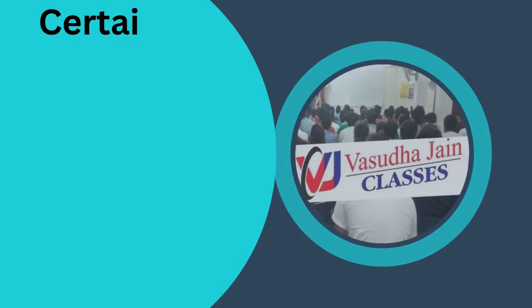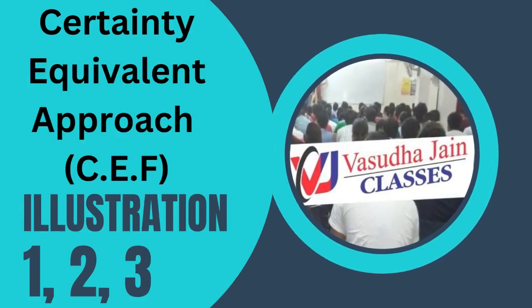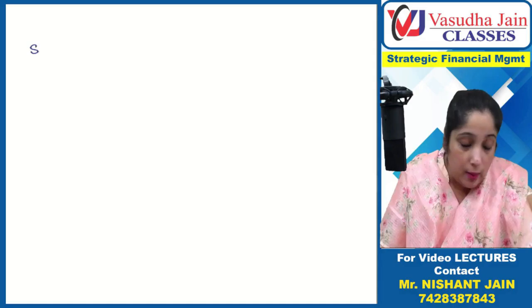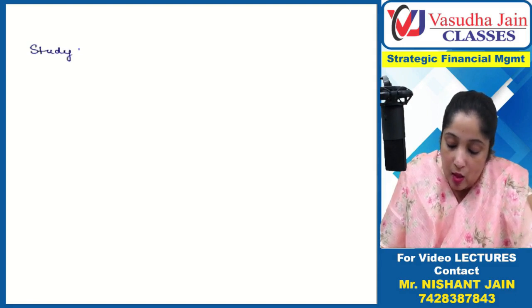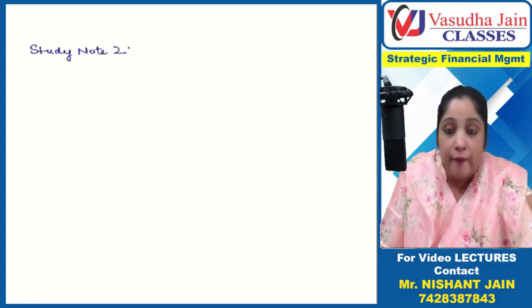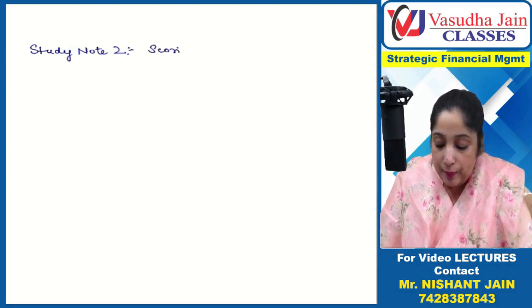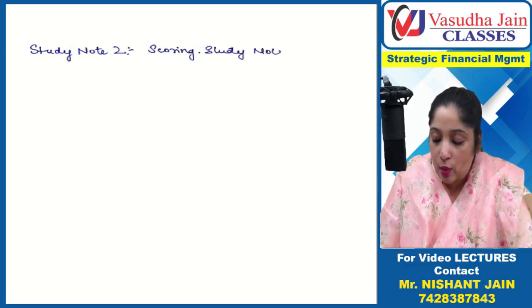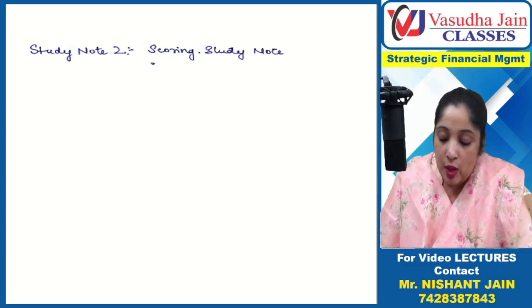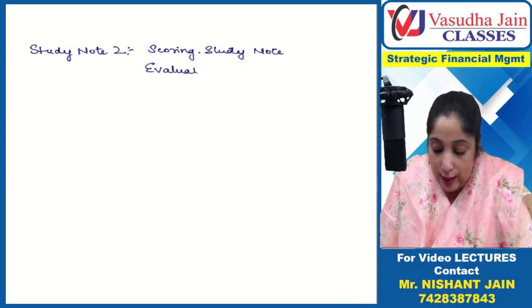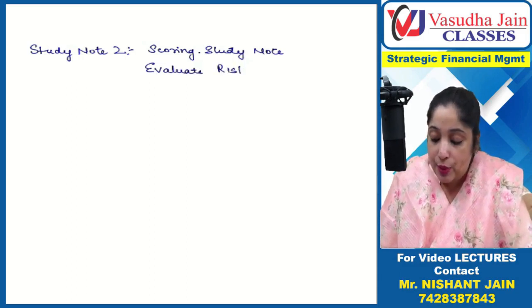In today's session we are going to start a new study note, that is study note number 2. Now study note number 2 is a very easy study note. It's a scoring study note. In this study note, basically what we are going to do is evaluate risky proposals for investment purpose.